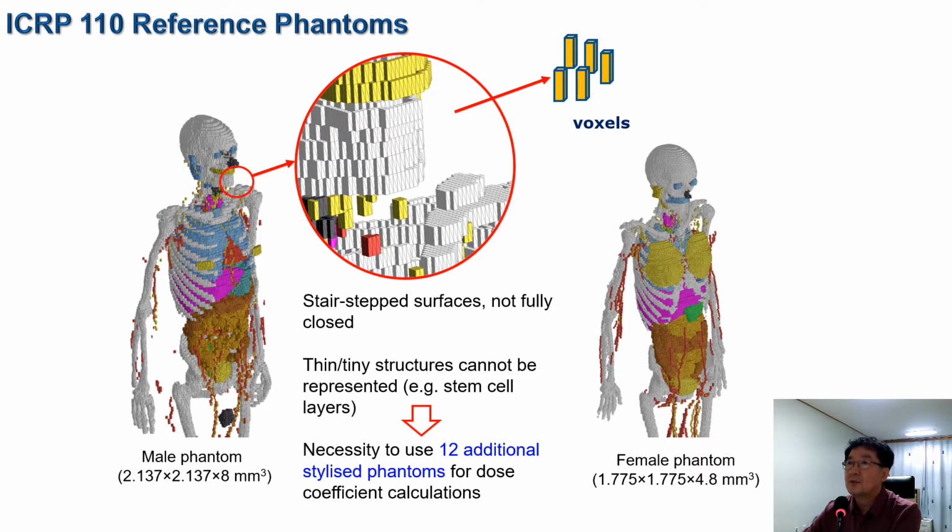Thin or tiny structures cannot be represented. For example, the stem cell layers in the alimentary and respiratory tract organs cannot be defined, so it was necessary for ICRP to use 12 additional stylized phantoms for those dose coefficient calculations. That is, ICRP didn't use only these two reference phantoms for the dose coefficient calculations. ICRP used 12 additional stylized phantoms.